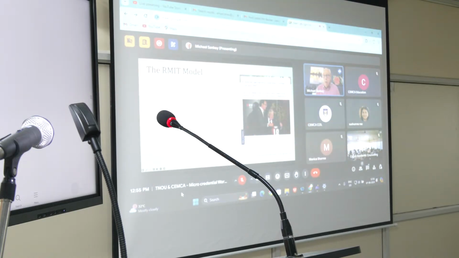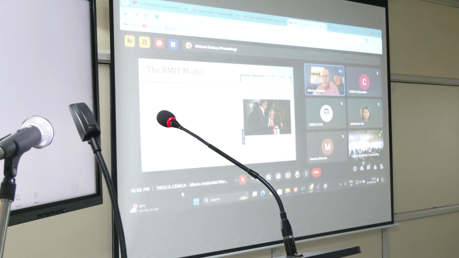RMIT have a bit of a different model. Remember that's the university I worked at quite a few years ago. They started by working very closely in partnership with industry. On the right-hand side here, you see this gentleman, the short gentleman who was the Vice-Chancellor of RMIT. The person on the left was the president of an Australian rules football club. And they partnered together to offer the football players in their club and those associated with the club, we're talking thousands of people here, the opportunity to do RMIT micro-credentials.